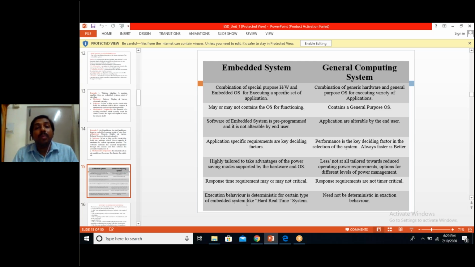And embedded system behavior must be deterministic. Deterministic means it must be exactly what you expect. Computer, it need not be deterministic. You do some programming, okay, based upon the delay of your computer, you get a result after some time. We can accept that in general computing system. So like that, embedded system is specific, hardware is specific, software is specific, OS is specific. So that's why it is RTOS, and power management technique is involved. It is time critical depending on the application.